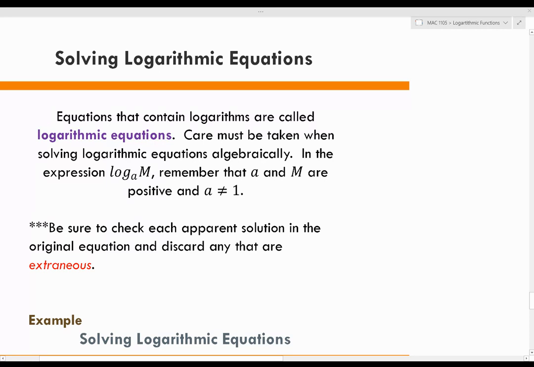Okay, so when we are solving these logarithmic equations, we have to be sure to check each apparent solution in the original equation and discard any that are extraneous. Keep in mind that the domain for a logarithmic function is from 0 to positive infinity. So we're going to have to make sure we always check our solutions to make sure that it doesn't make our arguments negative. Okay, so let's take a look at some examples.